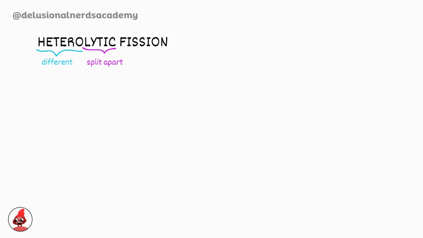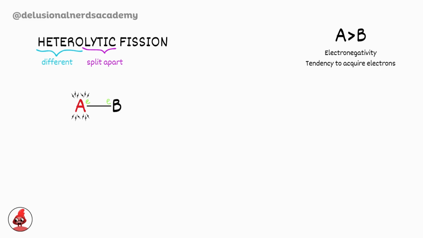So we can infer that there are going to be different elements that will split apart. I'll give you an example. This is a molecule. A is bonded to B via a covalent bond. Now, I want you to assume that A is more electronegative than B. Electronegativity means the tendency to acquire electrons. So when an element is more electronegative, it attracts the electron with more intensity. Element A in this case is more electronegative than B.